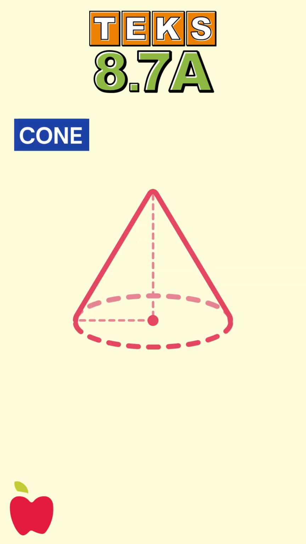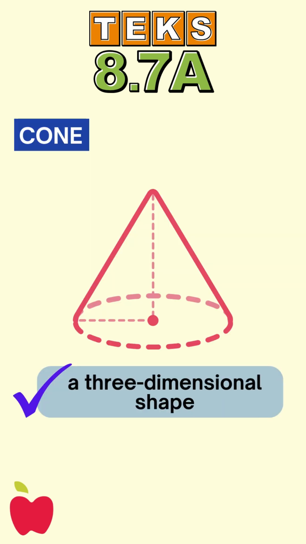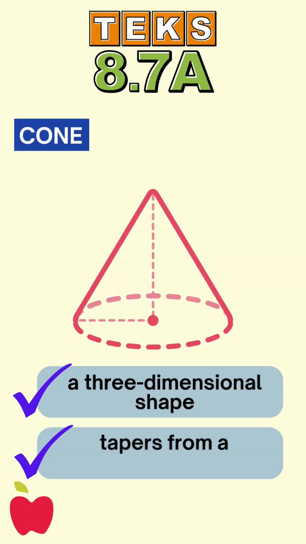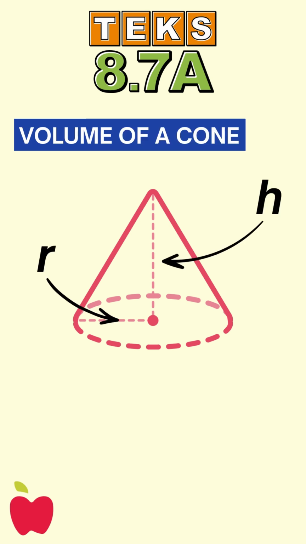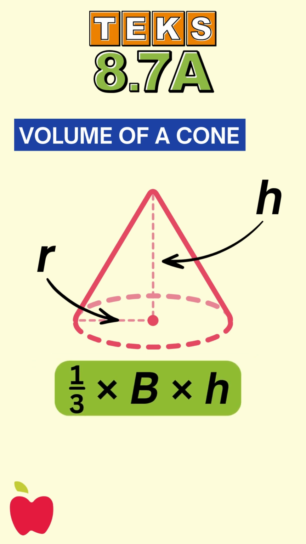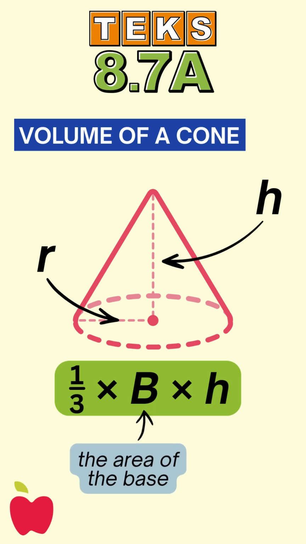Next, let's look at the cone. A cone is a 3D shape with a circular base and a single point called the apex, where all the lines from the base meet. The surface is curved and comes to a point. The formula for the volume of a cone is similar to that of a cylinder. But since a cone tapers to a point, its volume is 1/3 that of a cylinder with the same base and height. The formula is volume equals 1/3 times capital B times the height, where capital B represents the area of the base and h represents the height of the cone.